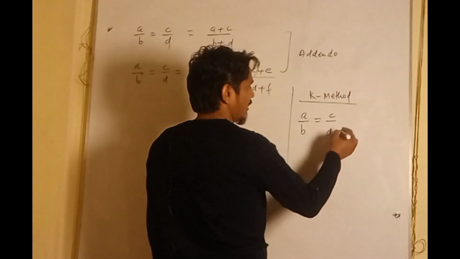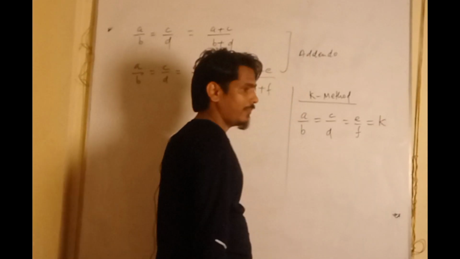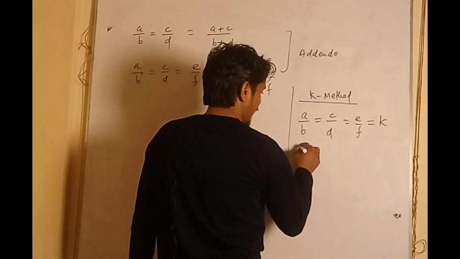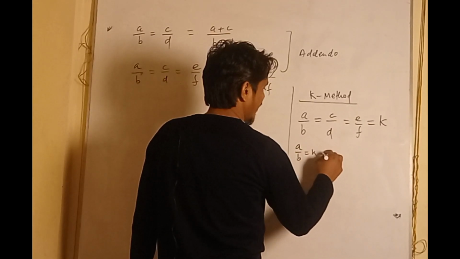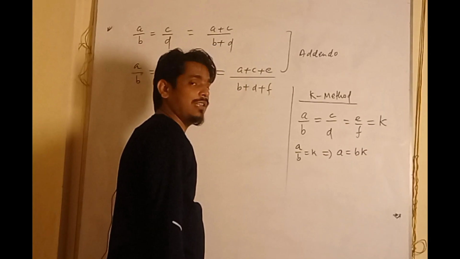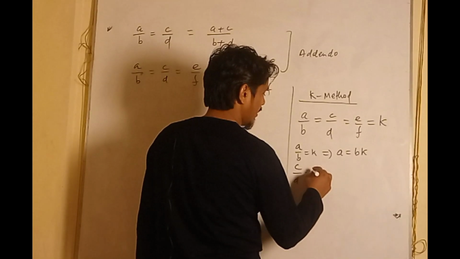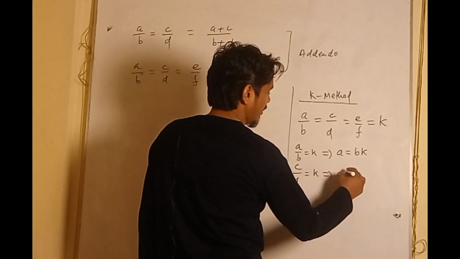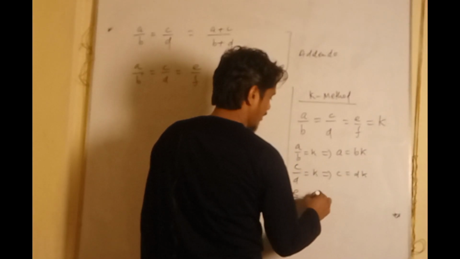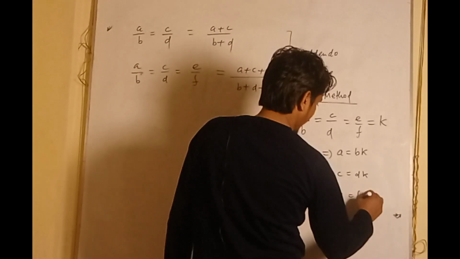So what we can do is we can take all of this equal to K, and then we can write A by B is equal to K, which will give the value of A in terms of B, means A is equal to BK, and from this one C by D is equal to K, means C is equal to DK, and then E by F is equal to K will give E is equal to FK.